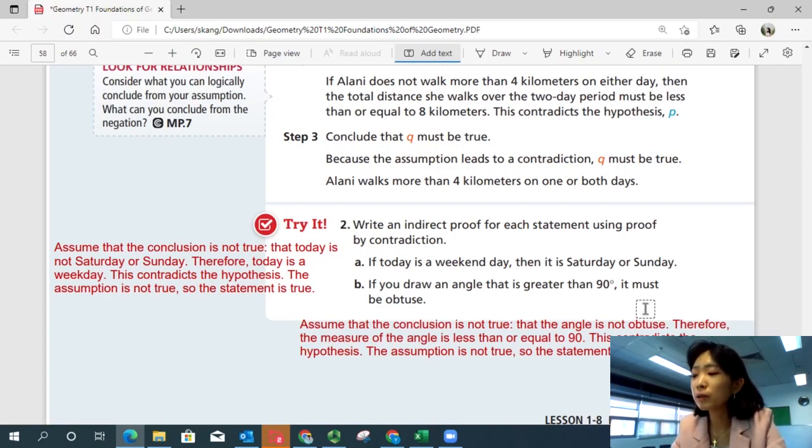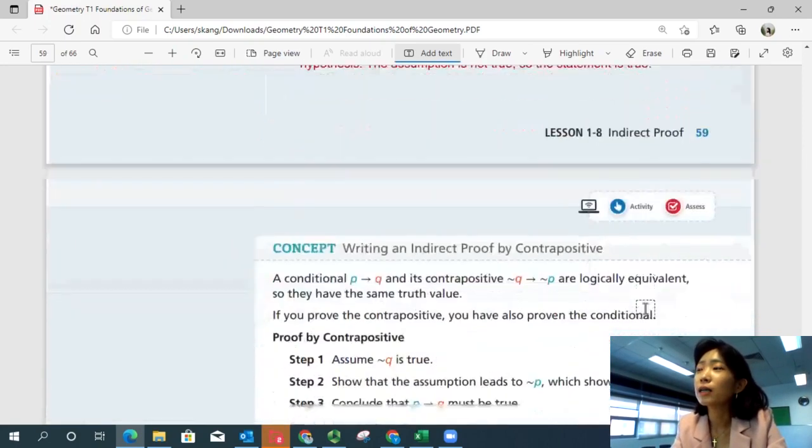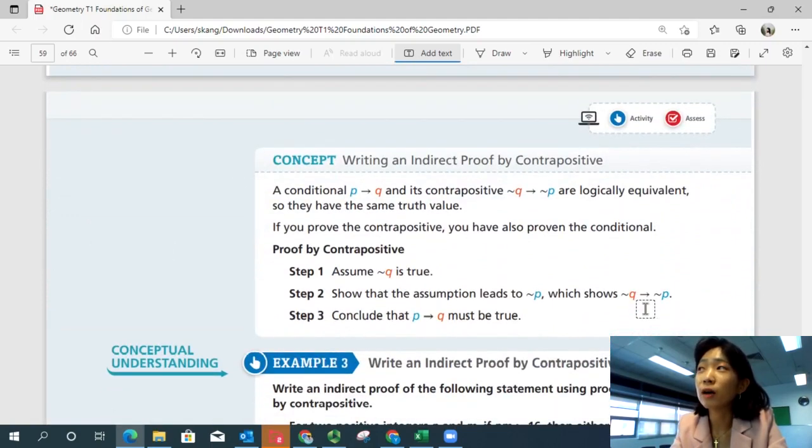Okay, that is indirect proof for you. Let's look at a new concept: writing an indirect proof by contrapositive. This is another way to prove by using indirect proof. The conditional if P then Q and its contrapositive, if not Q then not P, are logically equivalent, so they have the same truth value. If you remember the truth table, the conditional and its contrapositive are logically the same thing. So if you prove the contrapositive to be true, then you also have proven the conditional to be true.